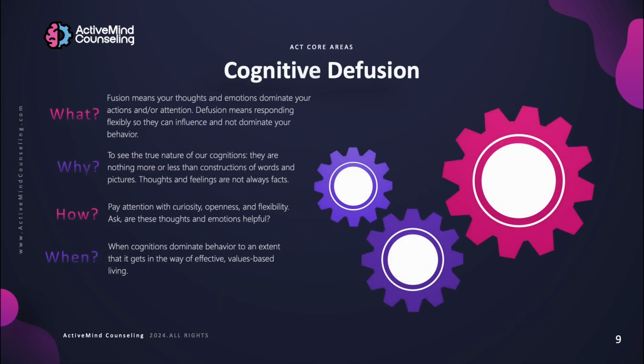Next is cognitive diffusion. Sometimes we become fused with our thoughts and emotions. We can defuse by seeing thoughts for what they are, just thoughts, not facts. This will reduce their power over us. In the case of the canceled activity, if you start to think how your friends will be disappointed with you because the activity canceled, you can acknowledge these thoughts and let them pass, as you know you don't control the weather.